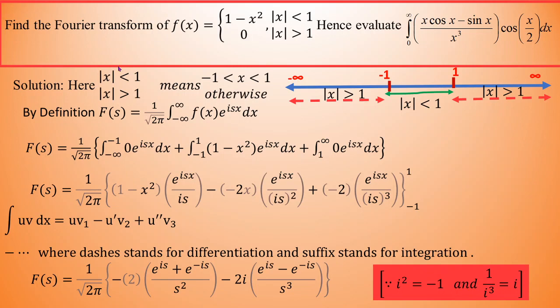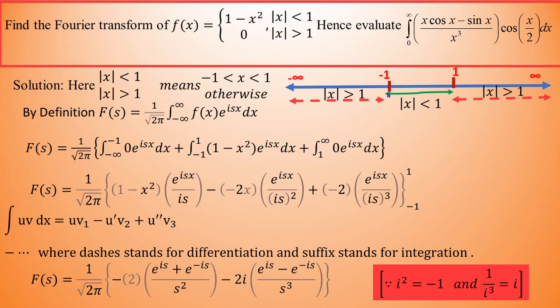So first of all, you should understand what is the meaning of mod x less than 1. What are the values of x taken? For this, I would like to go to the real number system. This is the real line, where we have the extended real line system from minus infinity to infinity. Now as mod of x less than 1 is given, we will have the 2 points minus 1 and 1. All values between minus 1 to 1, which is shown by this green arrow, is nothing but mod of x less than 1. So mod of x less than 1 means x lies between minus 1 to 1.